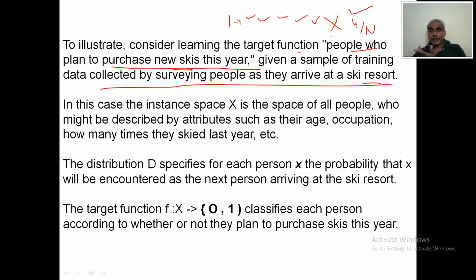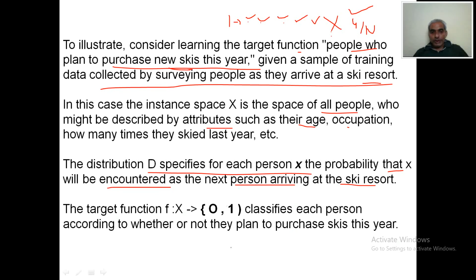Now in this case, the instance space X is the space of all the people who might be described by some attributes, like I said, age, occupation, how many times they have come, etc. And the distribution D specifies, for each person X, the probability that X will be encountered as the next person arriving at the ski resort. So from that particular instance of each person X, based on the distribution, you are going to find the probability that he is going to come to the ski resort.